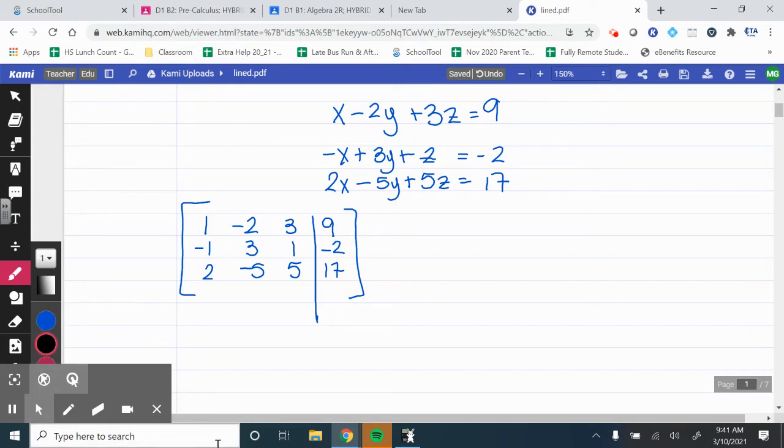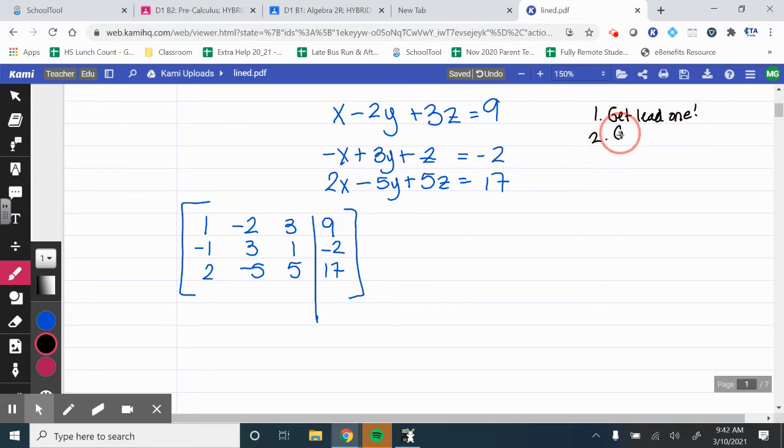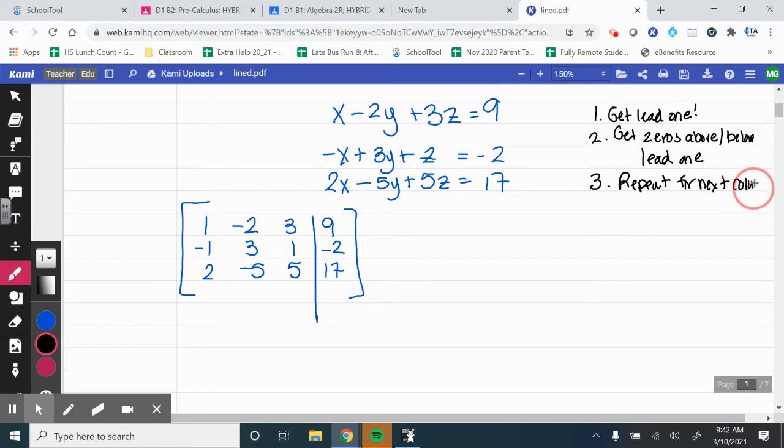What you want to focus on, and I'm going to make a list of steps over here: number 1, always get your lead 1, and you're going to work column by column. Number 2, you need to get zeros above and below that lead 1. And then repeat for the next column. So you're going column by column.